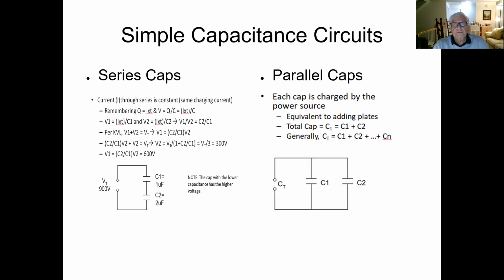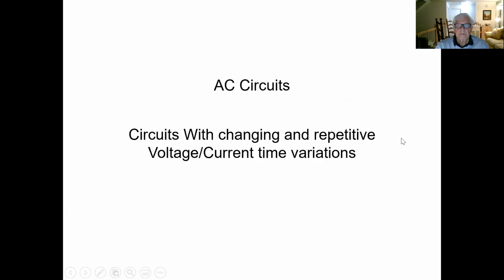Okay, but that's simply DC-wise, if we have a DC source. But capacitors are mainly used in AC circuits and circuits with changing and repetitive voltage and current in time. So basically, AC circuits are time-varying circuits where both the voltage and the current vary in time.